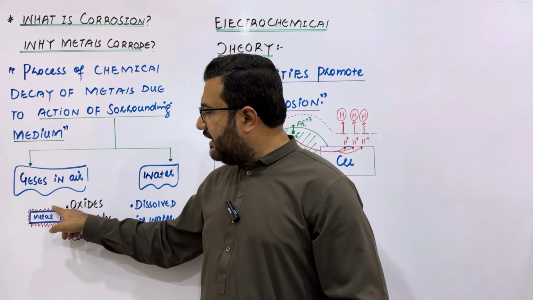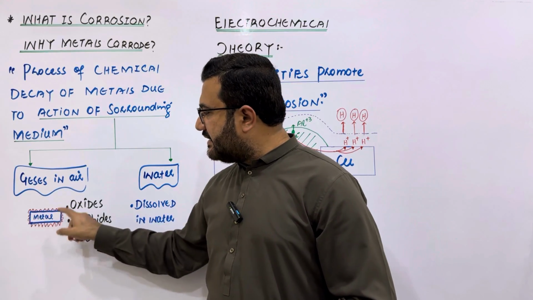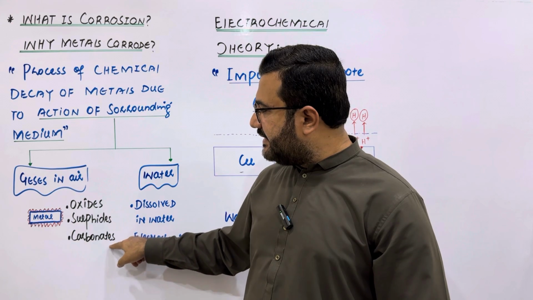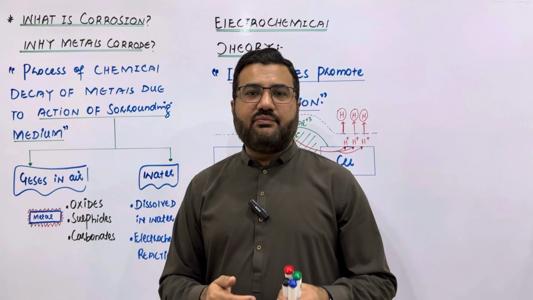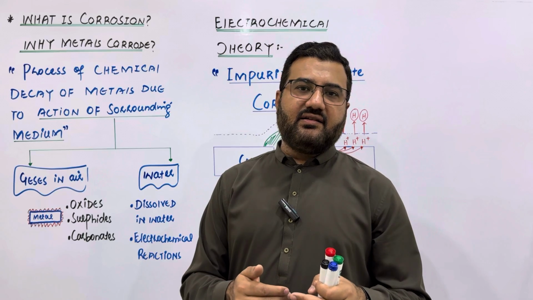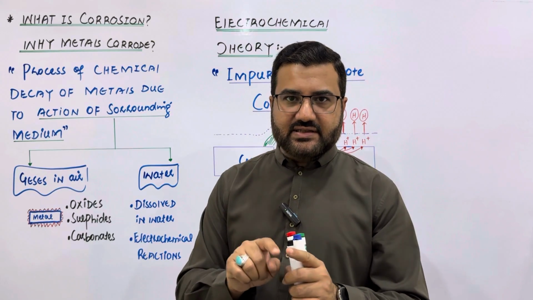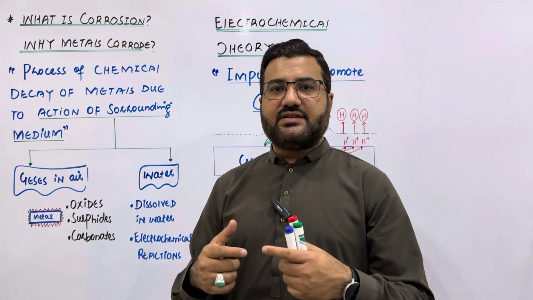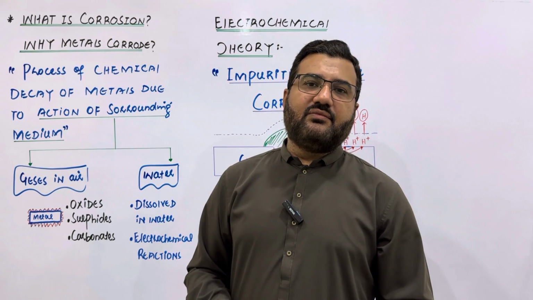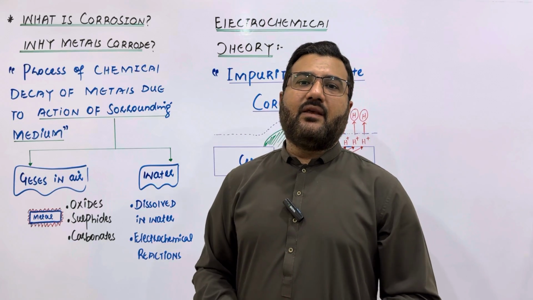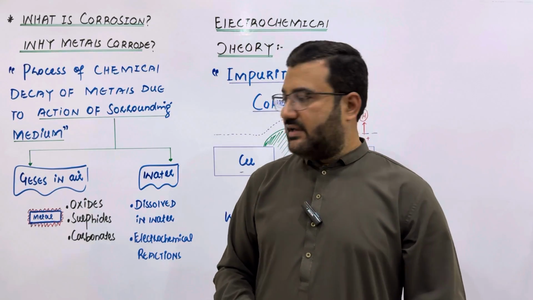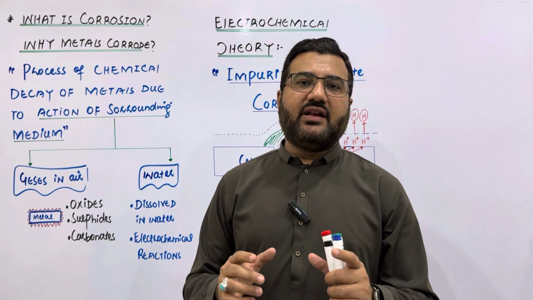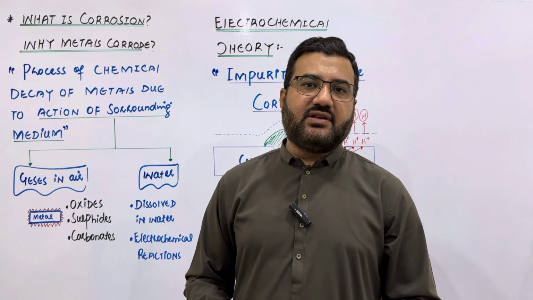Now, my dear students, the metal may be in air, and the gases in air will form a layer of compounds on the surface of the metal, and these compounds are oxides, sulfides and carbonates. So basically the oxygen in the air forms a layer of oxide on the surface of metal. The sulfur oxides in the air, which are SO2 and SO3, can form a layer of sulfides on the surface of the metal, and similarly the carbon dioxide and other gases can form a layer of carbonates on the surface of the metal.